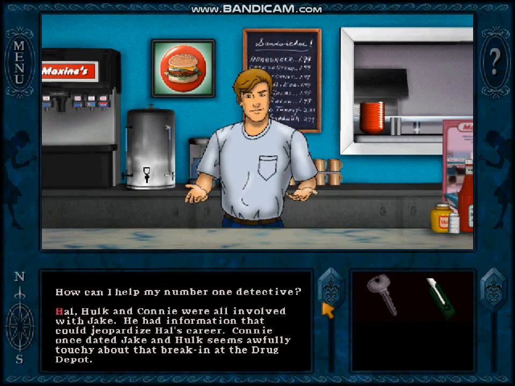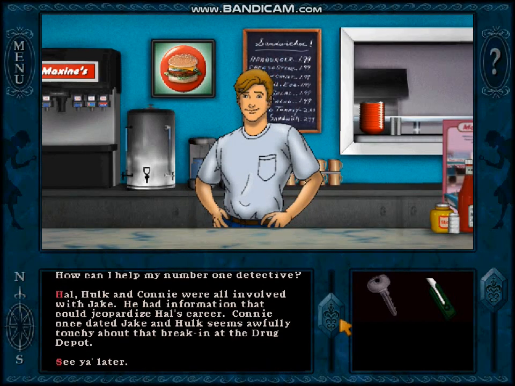How can I help, my number one detective? And this is something that I was trying to, figure things out. Not figure things out. This is something that I was trying to do. I was trying to, get to the point where we receive a letter. But I kind of get everything mixed up. I don't know it's because of the conversation.